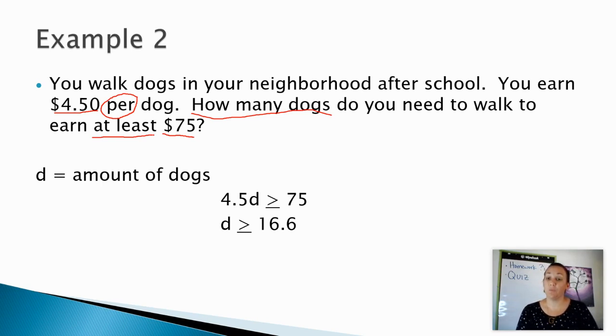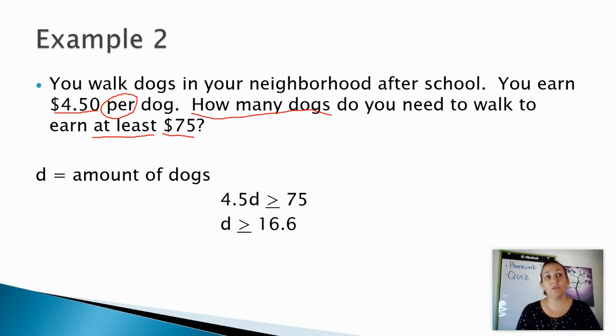In these problems, it's important to check the context of the problem and not just blindly write down the answer that you got. In this problem, my variable is representing how many dogs I want to walk. I'm not going to walk 16.6 dogs. I can't walk 0.6 of a dog. No matter the size of the dog, I still am going to charge the same amount. So it's important that we're using a whole number for our answer and not the decimal that we got. We need to figure out the appropriate whole number.